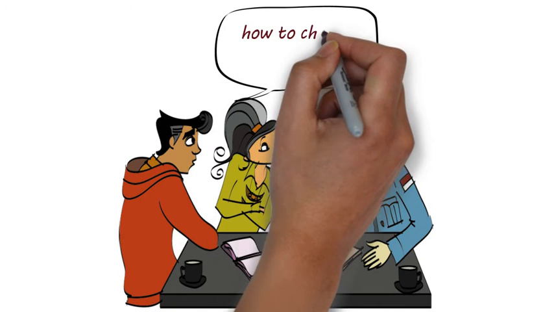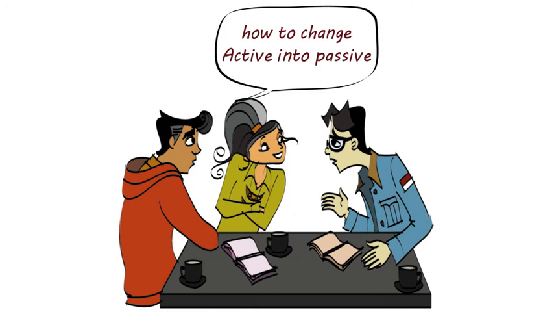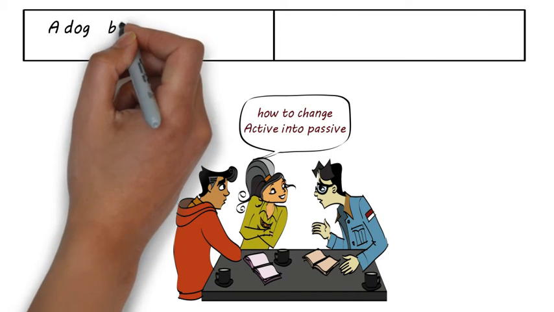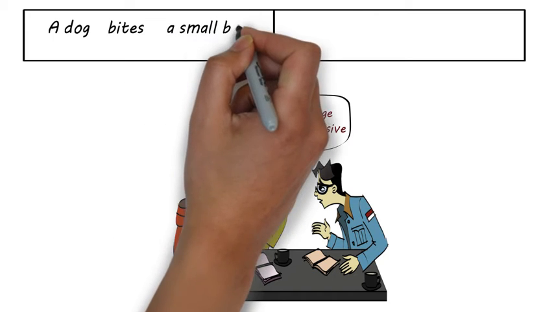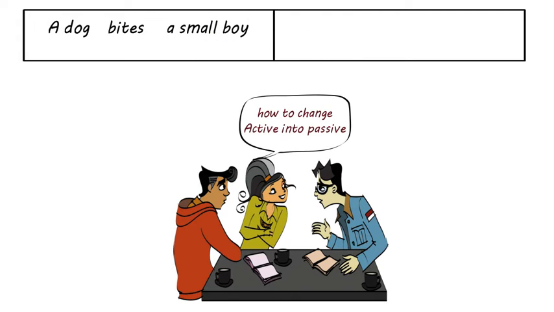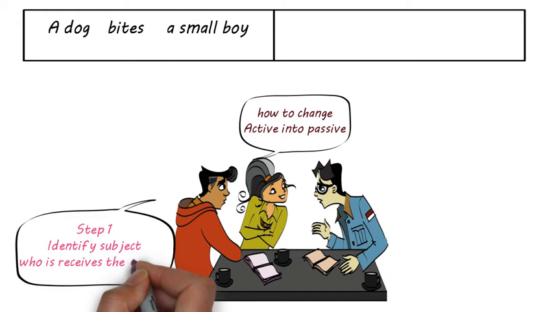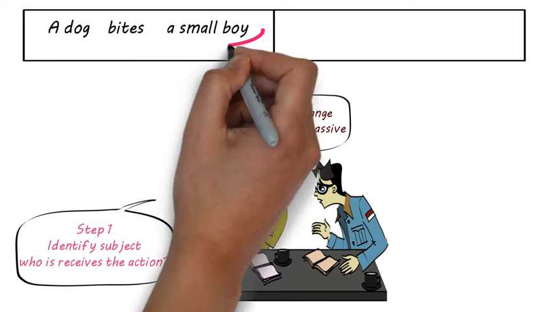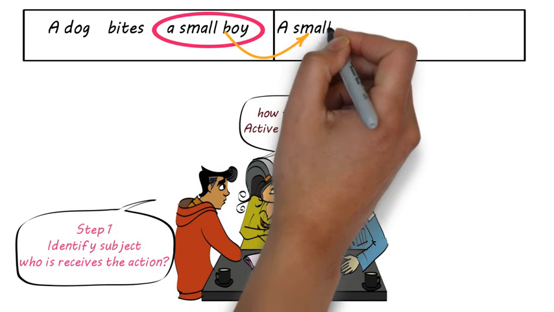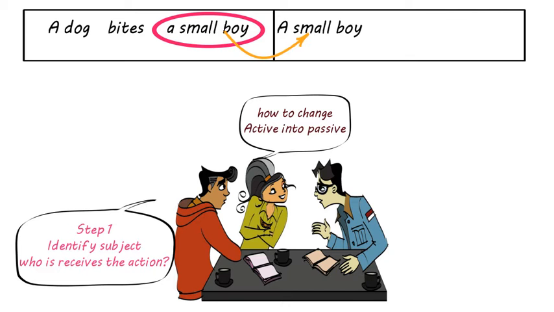Next, we learn how to change active into passive construction. Well, changing active into passive construction is a simple matter. What do we do? Step 1. Make the object of the active sentence into the subject of the passive sentence. How do we know the subject of the passive sentence? We only identify the object of the sentence, who receives the action. The small boy is the subject of the passive sentence because the small boy received the action.